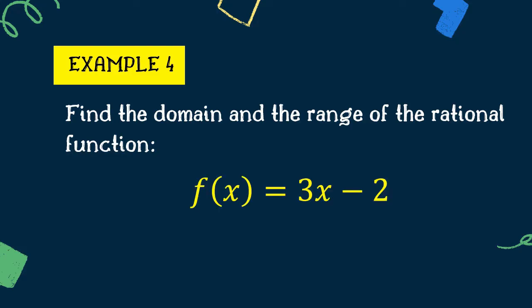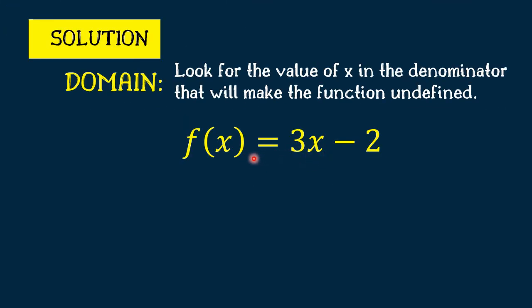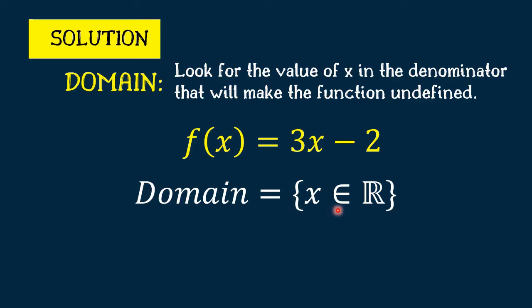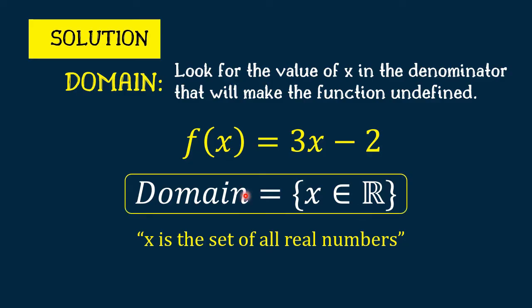Next, we have here the next example. We have the given rational function f of x, which is equal to 3x minus 2. Notice that the given rational function doesn't have x in the denominator, because if you look at it, it doesn't have a denominator except for 1 that will make the function undefined. So therefore, we can conclude that the domain is the set of all real numbers, and that it is written in the set builder notation.